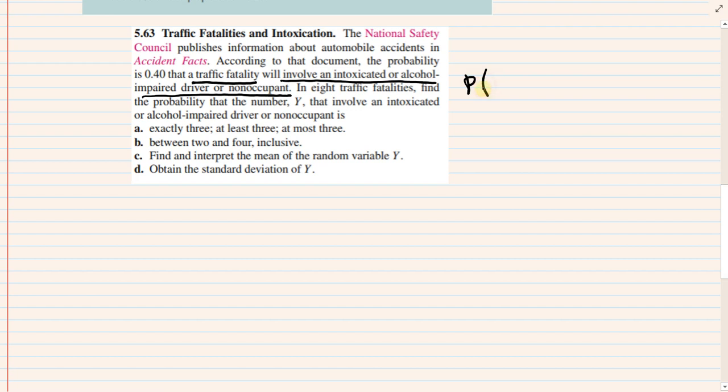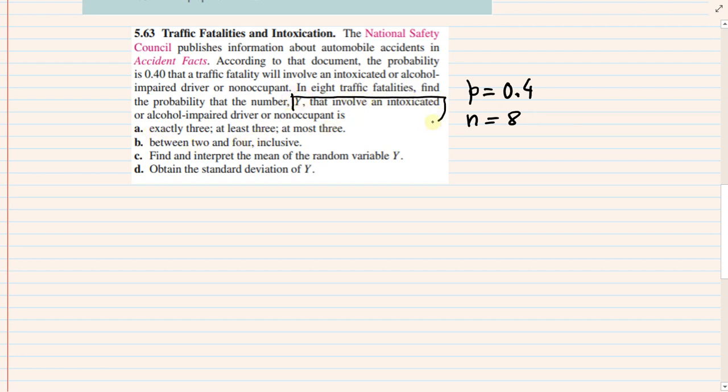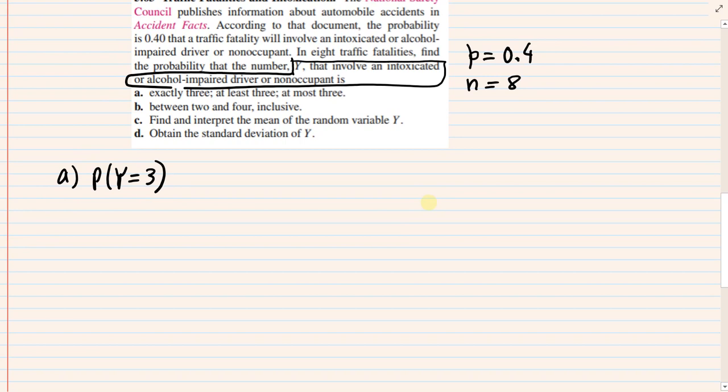So probability of success here, let me just call that little p as your formula does. A little p here is 40%, pretty high probability at that. In 8 traffic fatalities, now these are the number of trials, so n is 8. Find the probability that the number y that involve an intoxicated or alcohol-impaired driver or non-occupant is exactly 3. Notice this is what your random variable is. I'll show you details of the computation of this one, and then beyond that we're going to go to StatCrunch and use StatCrunch to do this.